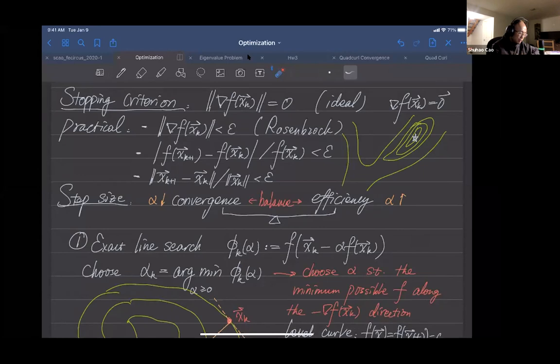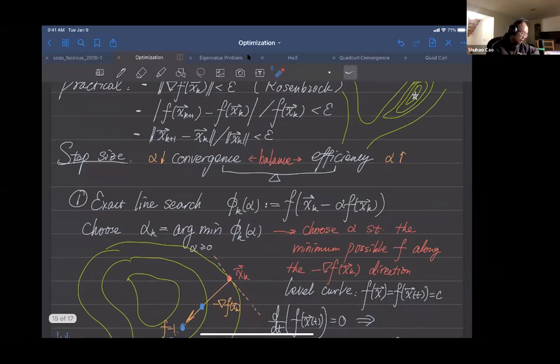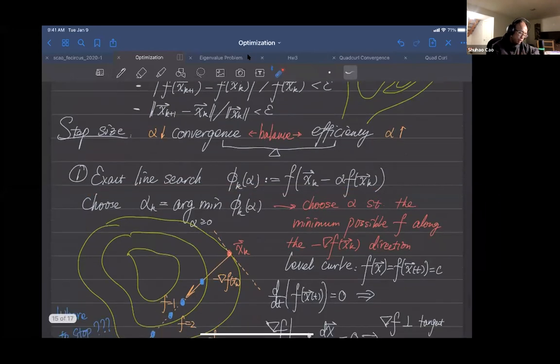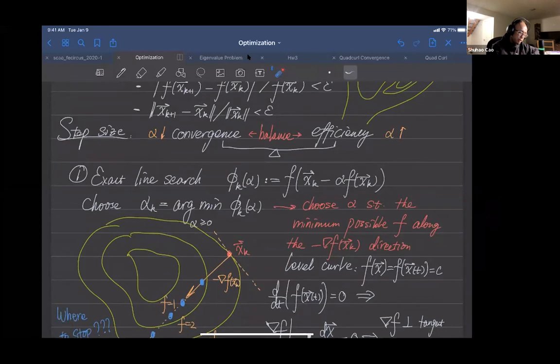But if we want to guarantee convergence, we want to choose alpha small. But if we choose alpha too small, once we hit the plateau, we may not even move. Maybe after hundreds of thousands of iterations, we may eventually reach the local minimum. It's quite inefficient. And then here comes the exact line search. Basically what happens is we define a function. So this is our next iteration.